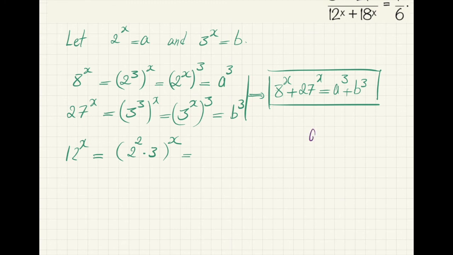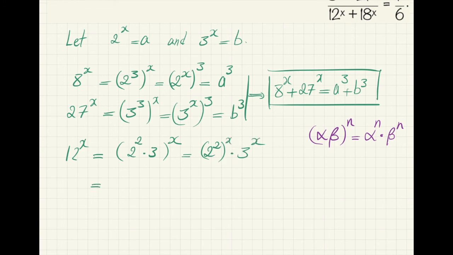If I have, let me write it with different letters, alpha, beta to some power n, then I can write alpha to the power n times beta to the power n. So I can immediately write this according to that rule: 2 to the power of 2 to the power of x multiplied by 3 to the power of x.